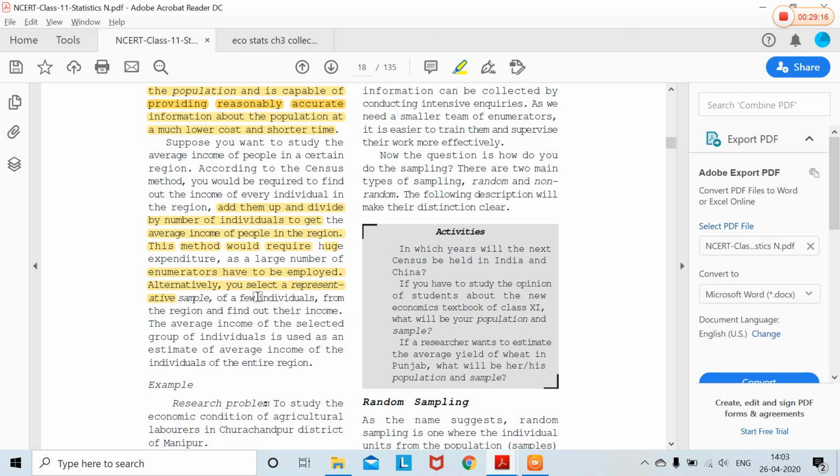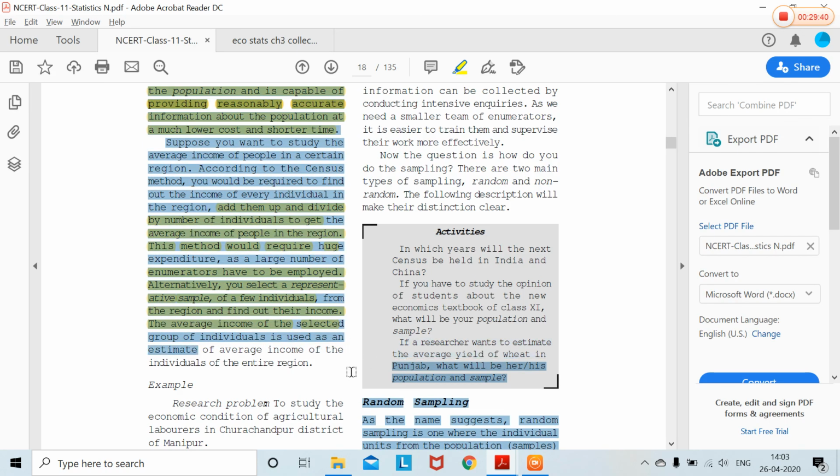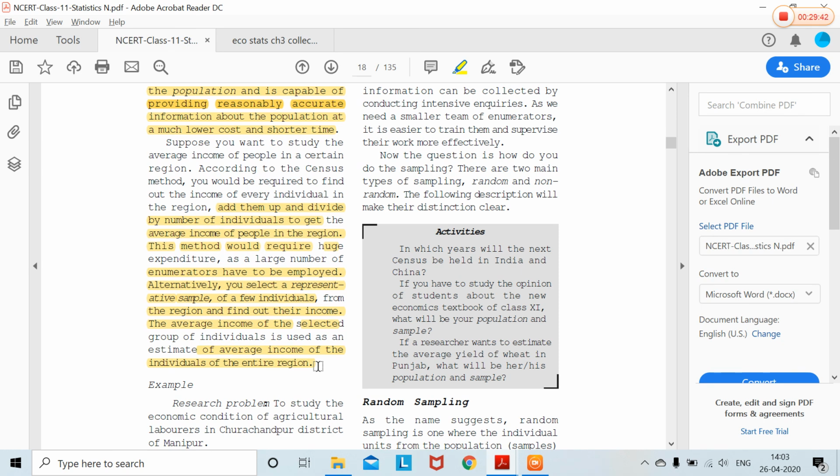But what is the alternate method that we have? Alternatively, you select a representative sample of a few individuals from the region and find out their income. So I'll just select one small sample, I'll ask their income, and the average income of the selected group is used as an estimate. So whatever the sample survey results are, they are an estimate of the average income of the individuals of the entire region.